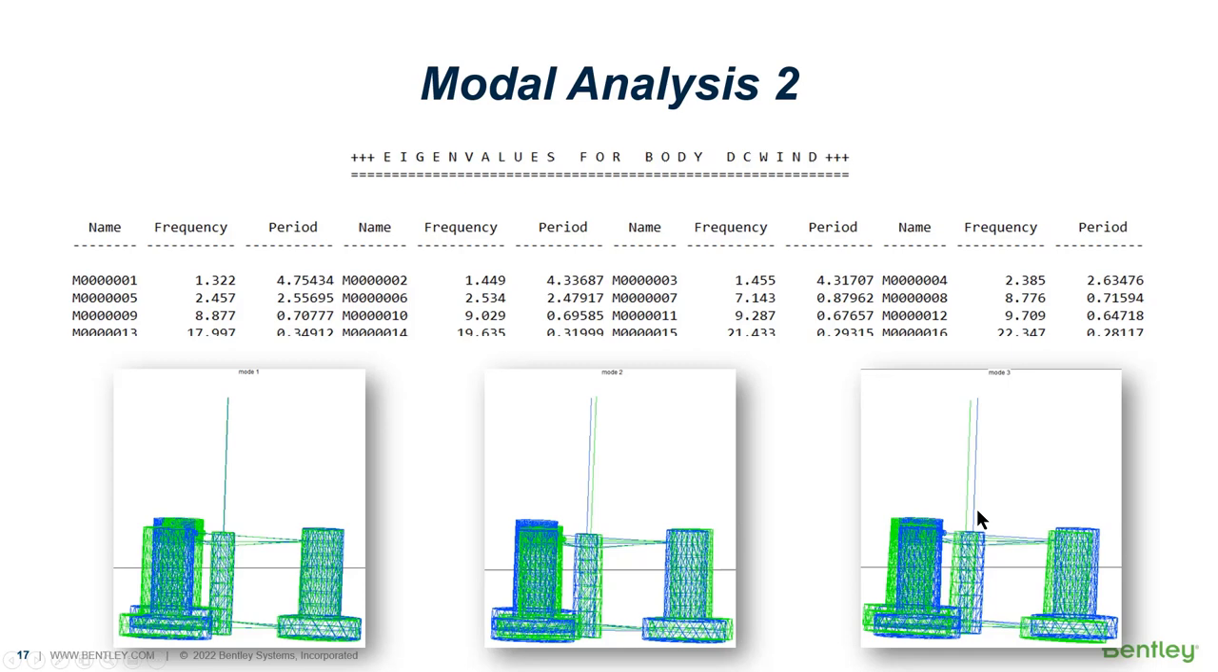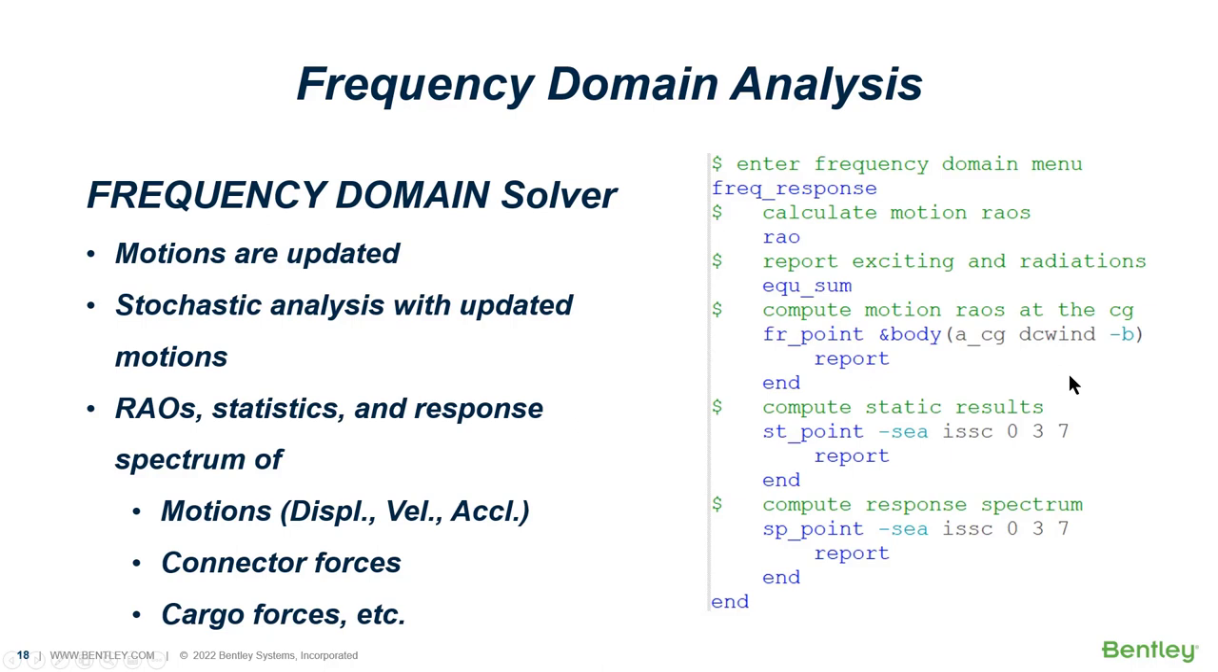The next step I want to show is to calculate motion RAOs and run the stochastic analysis. These types of analysis can be performed in the frequency response menu. Once we connect the modes to the body, as we saw right before in the previous slide, the modes are always used for all the analysis with the body. So we do not need to take any action to include the effect later.